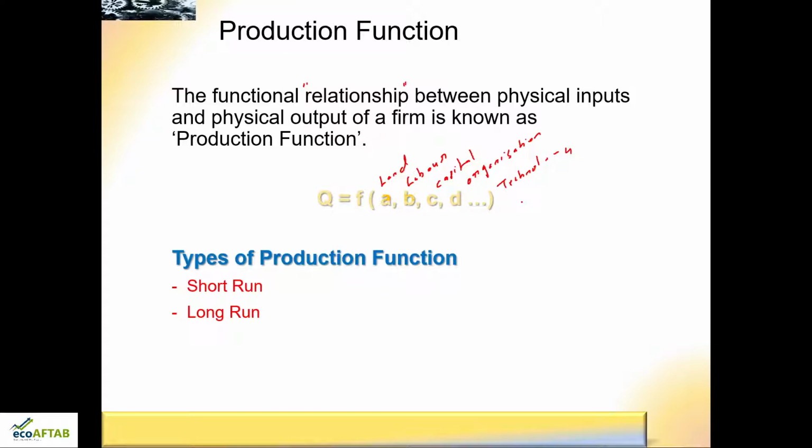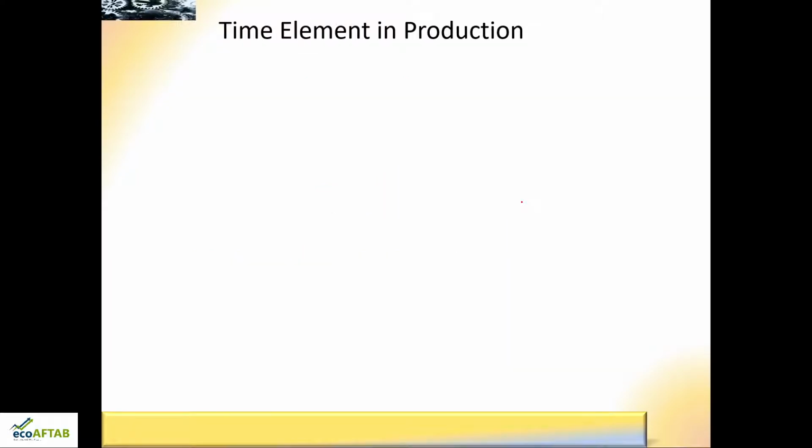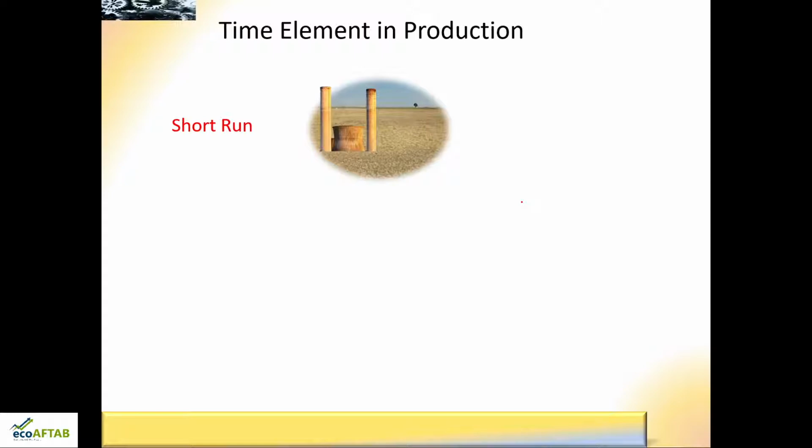Before going into understanding the types of production function, I would like to introduce you to the concept of time element in production. What is this time element? When you speak about time element, there is something called short run. Going back to the previous example, we have a land and a building. This land is fixed, and we have one firm, say plant 1, and along with this land and building we have, let us say, 1 unit of machinery, equipment.